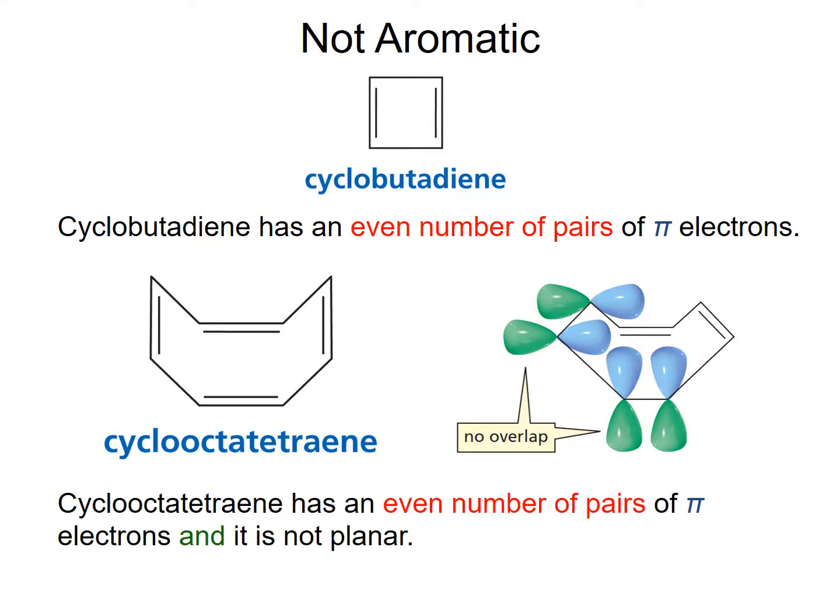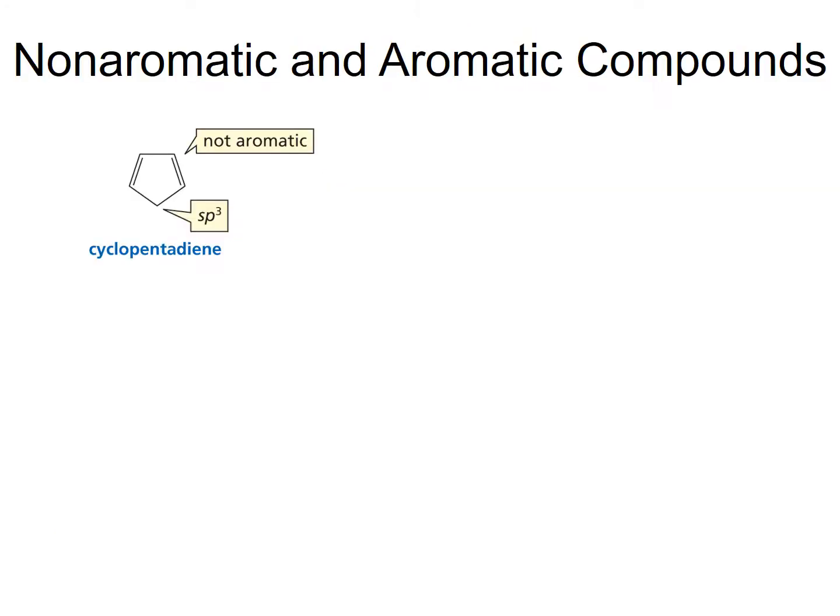So this has an even number of pi electrons, and it is also not planar. Let's look at some other examples. Here we have cyclopentadiene. Again, every atom in the ring must be sp2 hybridized, so this is not aromatic because of that sp3 carbon. The cyclopentadienyl cation, not aromatic again, even though that carbocation is sp2 hybridized. We have 4 pi electrons, or still an even number of pairs.